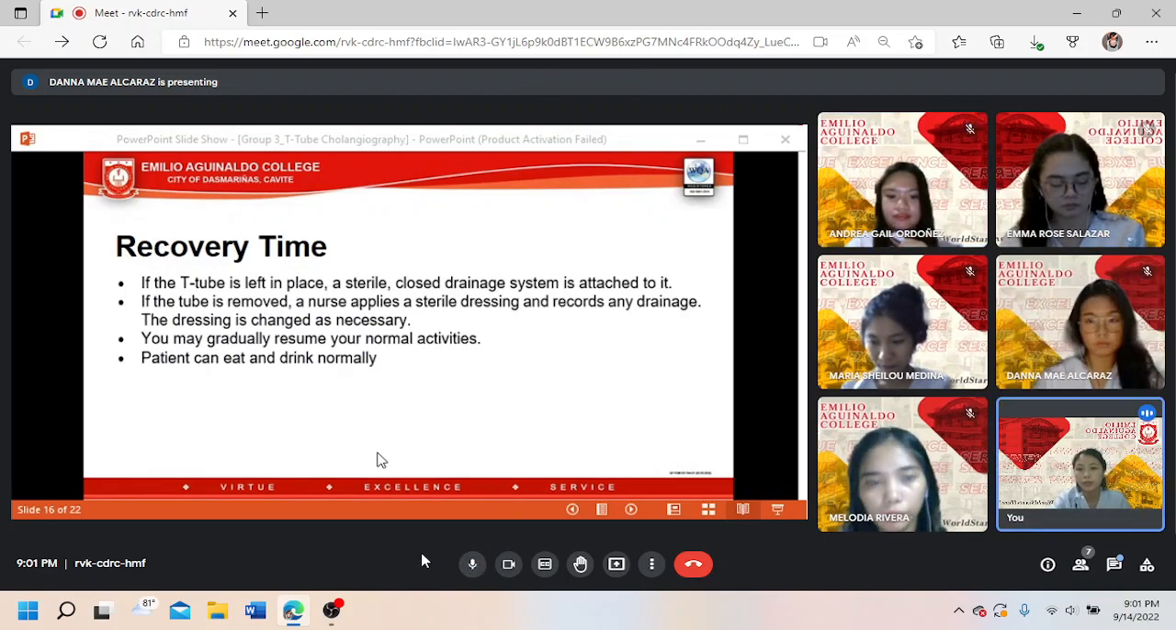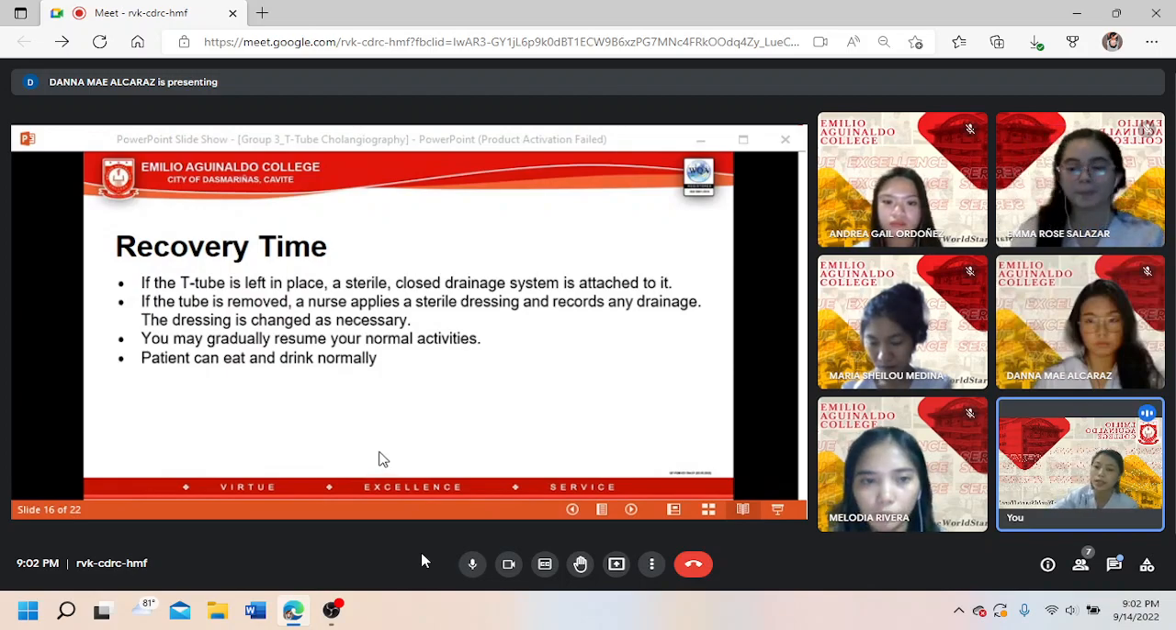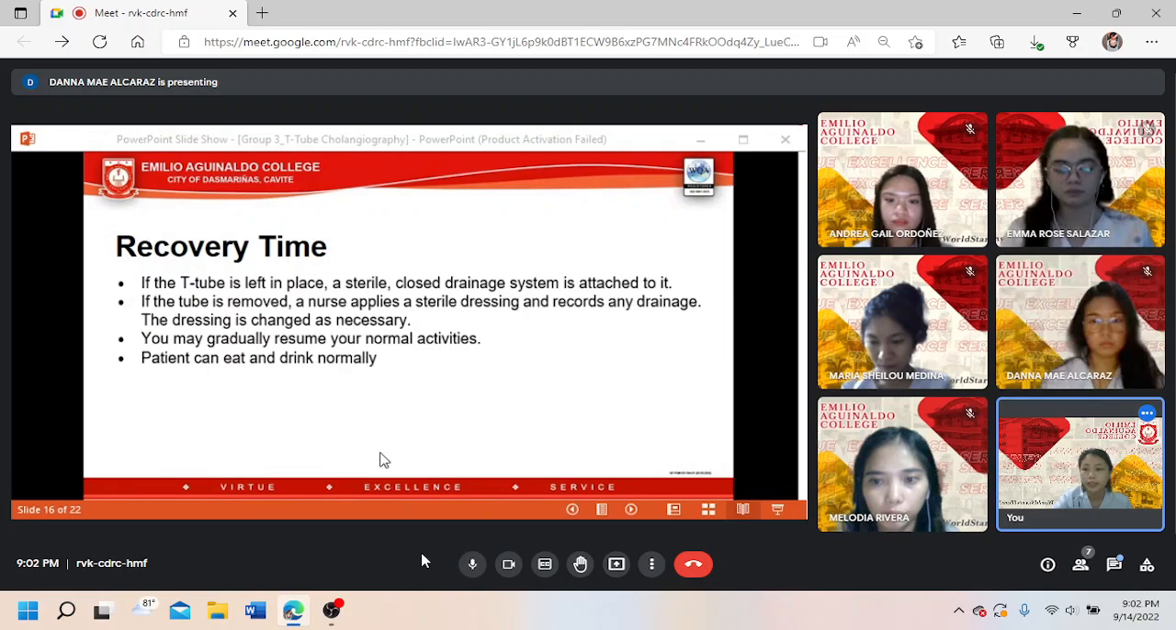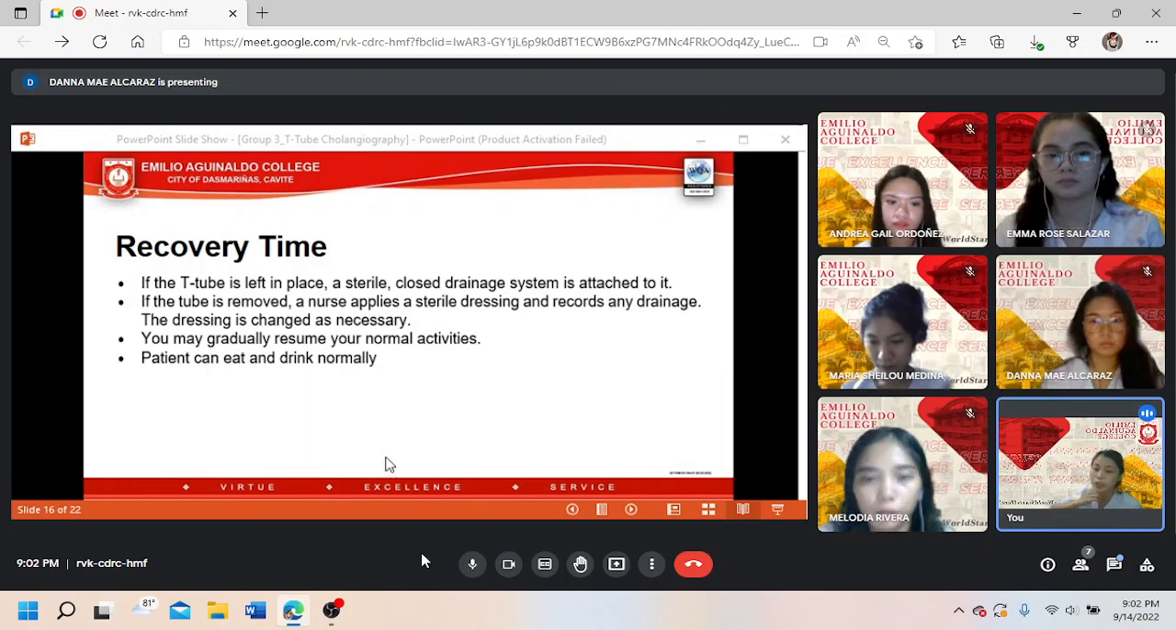So, sa recovery time naman, if the tube is left in place, a sterile, closed drainage system is attached to it. So, syempre, kailangan din natin ng safety and syempre malinis na pinag-procedure-an. If the tube is removed, a nurse applies a sterile dressing and records everything. And then the dressing is changed as necessary. Then you may gradually resume your normal activities. Just like yung pag-inom ng tubig or pagkain. Kasi syempre, recovery time na eh. Hindi naman siya yung before and after ng procedure. So, ayun.